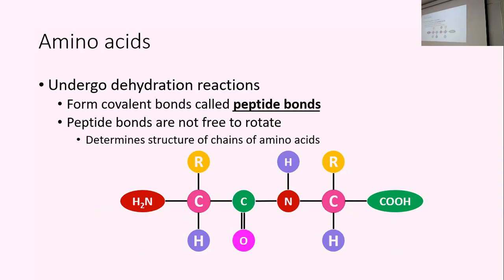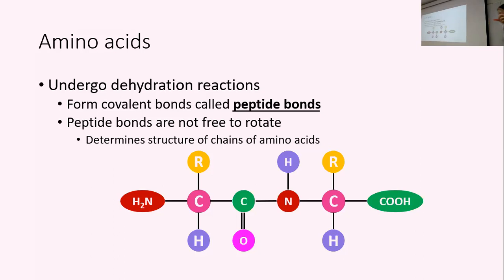Right. Which kind of adds yet another layer to the protein structure. It actually kind of pulls back the other way. It actually kind of constrains the way these proteins can fold, because once this carbon and nitrogen are bonded together, you can't rotate at this bond. These peptide bonds are not free to rotate. Right, which also helps determine the structure of chains of these amino acids.